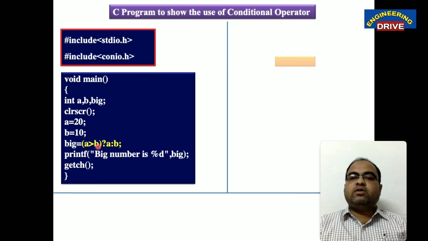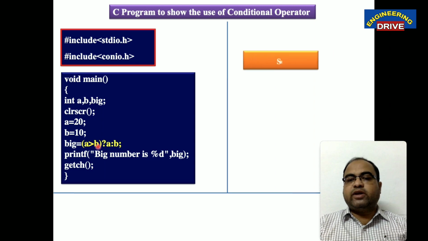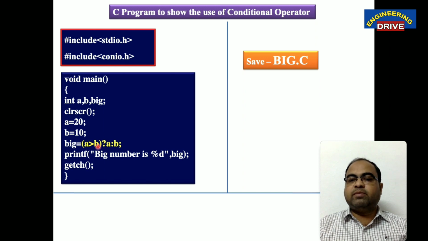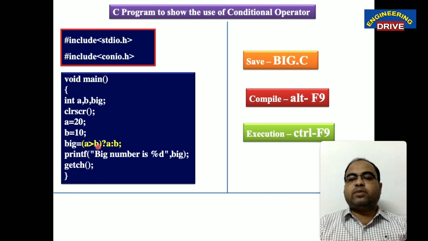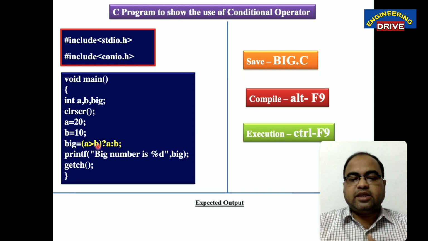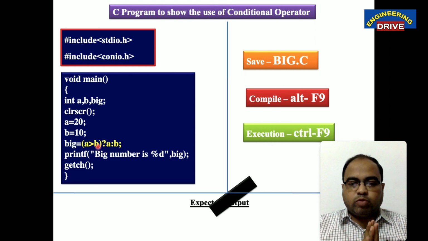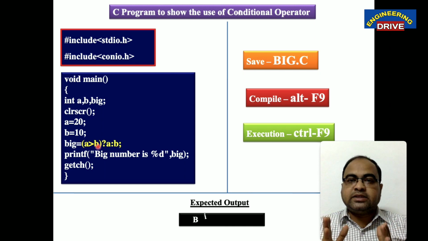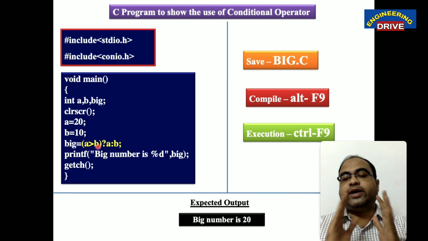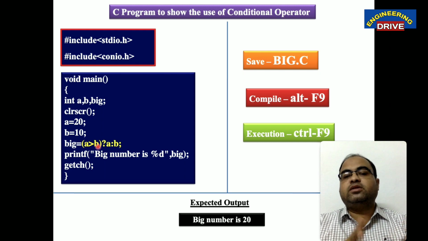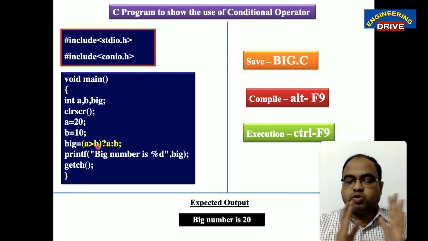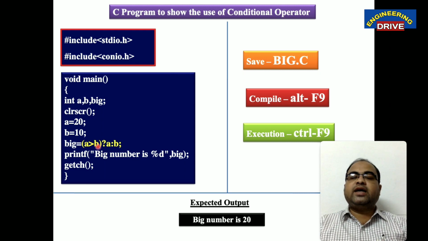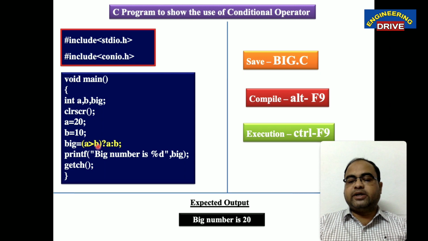Okay, now let us see what output we will get here. First of all, I will save this program with big.c, this is the name I have taken, and then compile the program with Alt F9, and then execute the program with Control F9, and let us see the output now. We will get the output: big number is 20. This is how this conditional operator or ternary operator works. So dear students, I believe that you people have got clarity on this conditional operator topic.